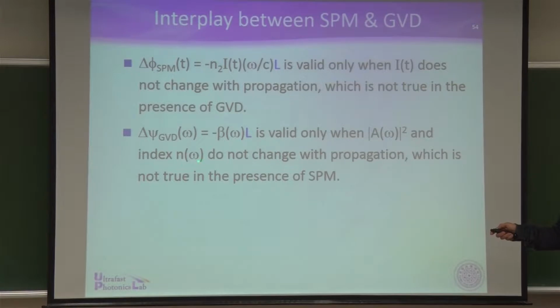For example, if your index changes, then beta of omega is not unique. Beta of omega equals index times wave number in vacuum, right? If your index changes with propagation, there is no unique beta. Then this formula does not apply. You cannot find a unique beta, right? For each frequency you need a beta for this formula to work. But now your refractive index can change because of self-phase modulation, right? Your index changes with propagation, then there is no unique beta.